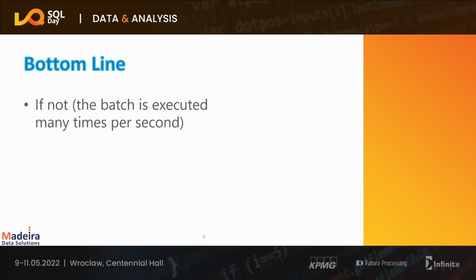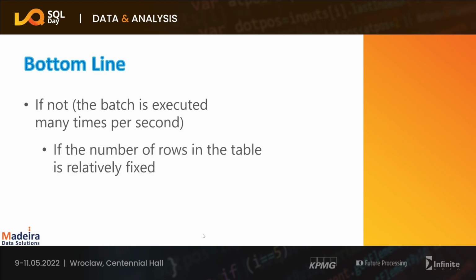Otherwise, if the batch is executed many times per second, then you need to test if the number of rows in your table is relatively fixed. Depending on your use case, sometimes you use the same number of rows each time, or a very similar number of rows, sometimes it varies a lot. If it's relatively fixed, use a temporary table, because you're not going to suffer from any recompilations in this case. And you're still going to get statistics with all the benefits that come with it.